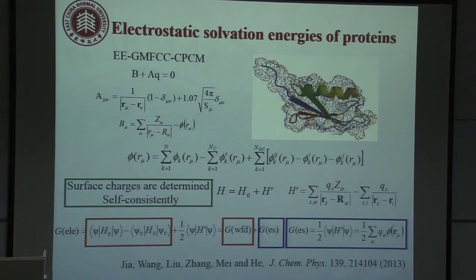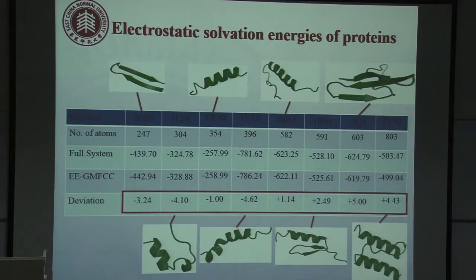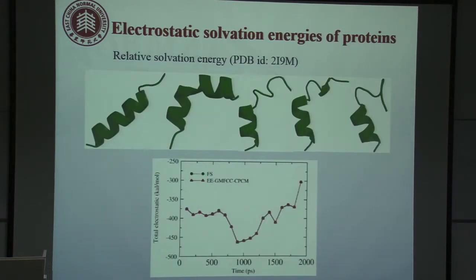We can also apply this method to different proteins with different secondary structures. What we see here is that the error is pretty small compared with the full system calculations. They are all below 1 millihartree. And we also look at the relative solvation energies. We take 19 different conformations and calculate these relative energies. And we can see here the agreement between the full system calculation and the EGMCC is also very remarkable.